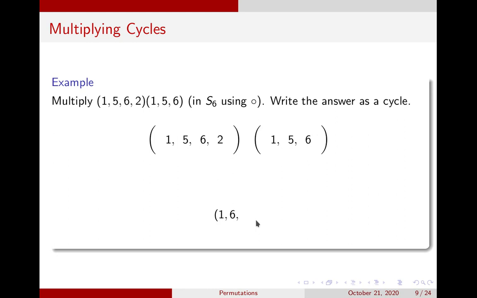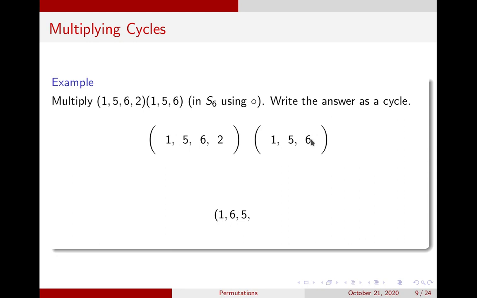The rightmost permutation sends 6 to 1. And now we plug 1 into the left permutation, and the left permutation sends 1 to 5. Doing the two cycles in succession, 6 is sent to 5. And now let's try 5.